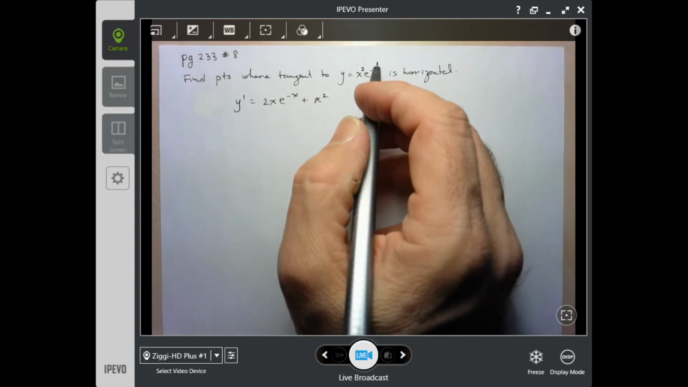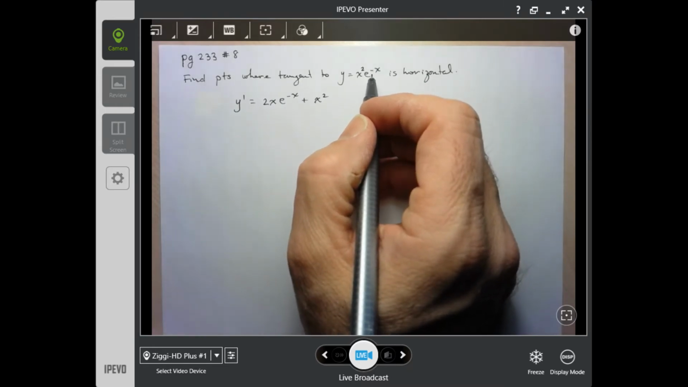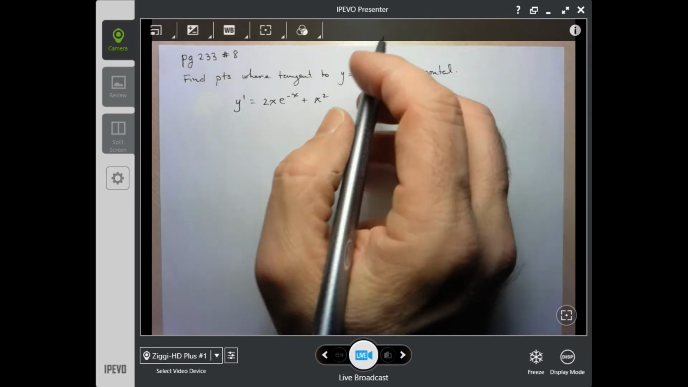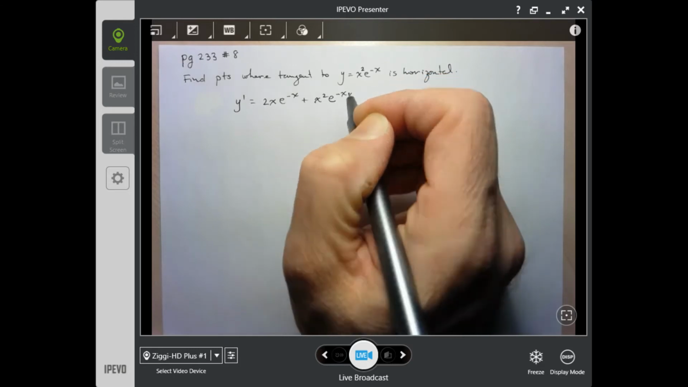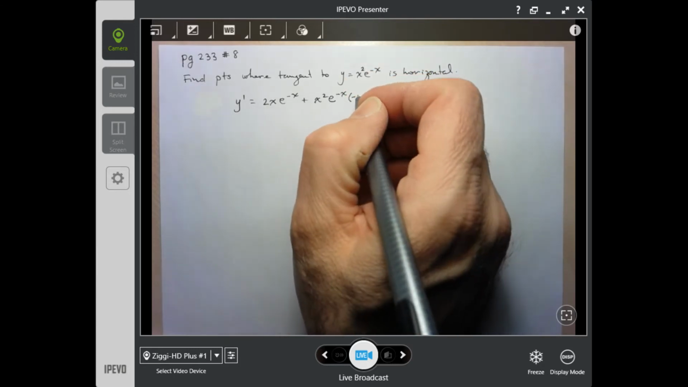Now here we're going to have to use a chain rule because we don't just have e to the x, we have e to the minus x. So negative x is going to be our u. So derivative of e to the u is just e to the u, so e to the negative x. And then we have to multiply that by the derivative of negative x, and that's just equal to negative 1.